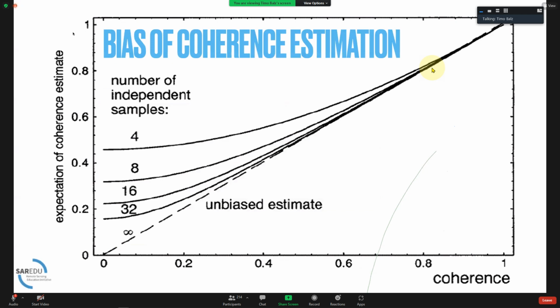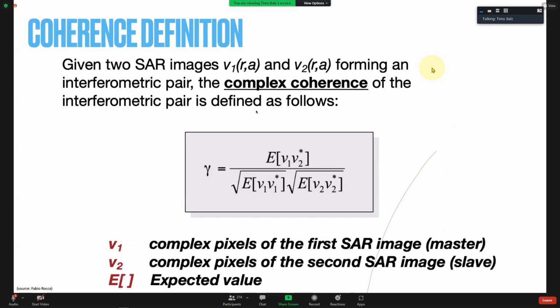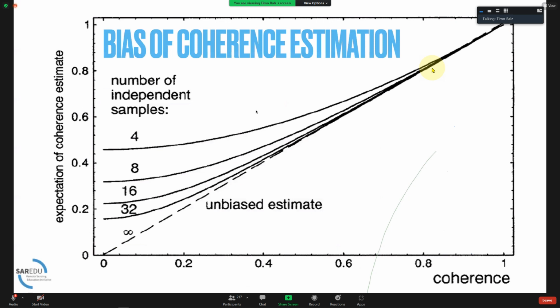And then we discussed that also from the equation, you can see this E, that's expected values. So we are combining a number of pixels. We're not only looking at one pixel, right? That would not work. Mathematically, you would get a result, but it would not be a correct result in any way. So we need to look at a number of independent samples, and you see, the higher our number of independent samples, the better is our estimation, right?